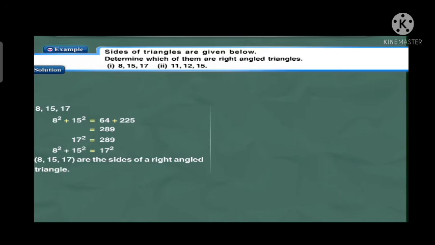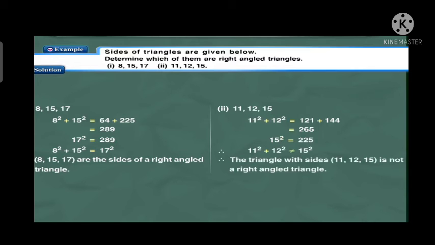Now let's see the second one, 11, 12 and 15. Here the smaller sides are 11 square plus 12 square. 11 square is 121 plus 12 square is 144, which is equal to 265. 15 square is equal to 225. Here the sum of 11 square plus 12 square is not equal to 15 square. Therefore, we can say that the triangle with sides 11, 12, 15 is not a right angle triangle.